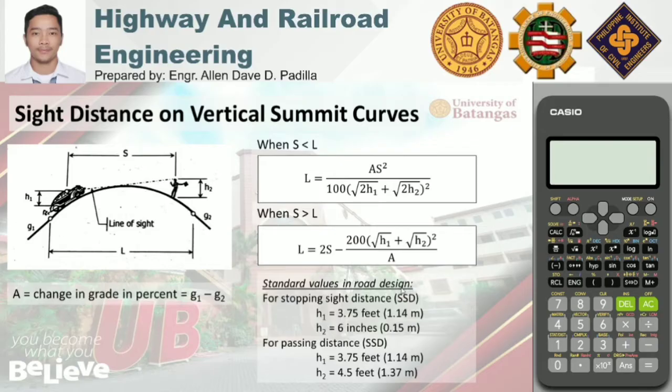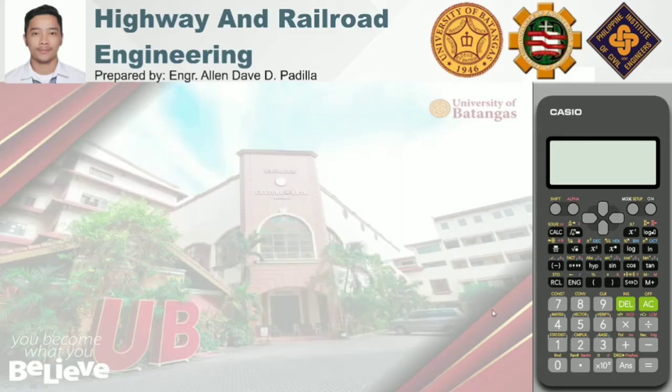So, for standard values in road design, if we are talking about stopping sight distance, so yung value ng H1 and H2 natin is 3.75 feet and 6 inches respectively, or 1.14 meters and 0.15 meters respectively. And kung passing sight distance naman, H1 is 3.75 feet, H2 is equal to 4.5 feet, or 1.14 meters and 1.37 meters respectively.